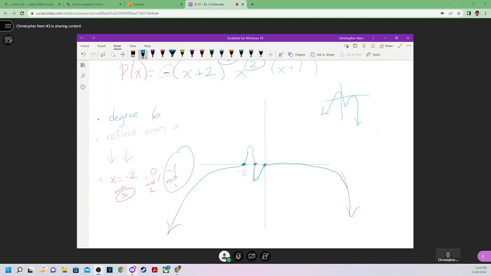Now, notice, I did not talk about the local maxes and local minimums. I did not talk about the stretches. I did talk about reflections, but I didn't talk about the stretches. I didn't talk about shifts. For sketching a polynomial, that's a lot of things to consider. We'll only consider local maxes and local minimums tomorrow. But that's the idea. And I'll leave it at that.